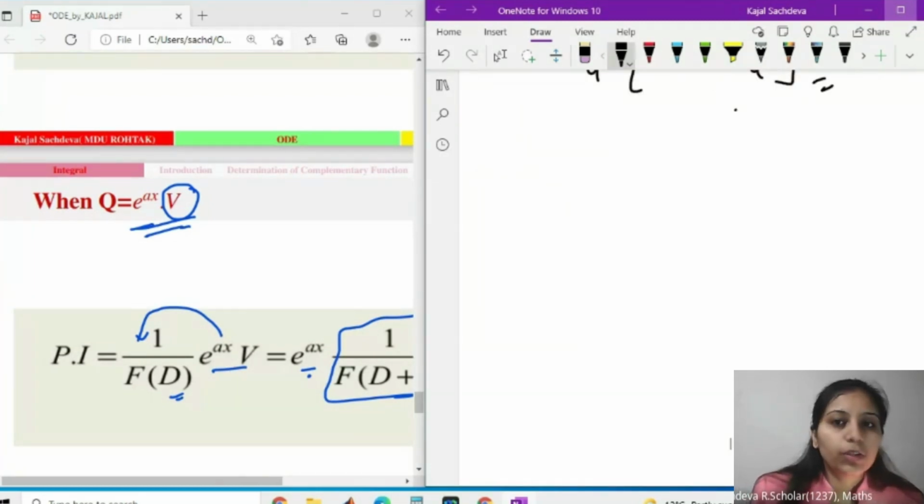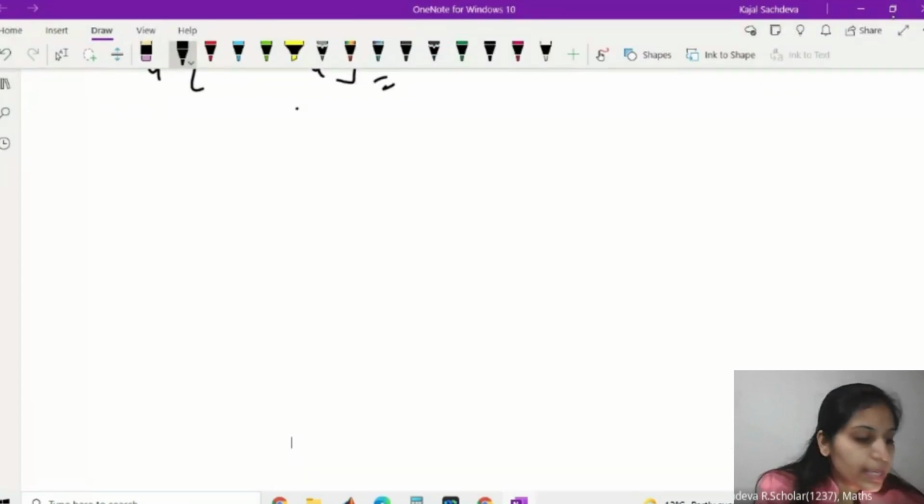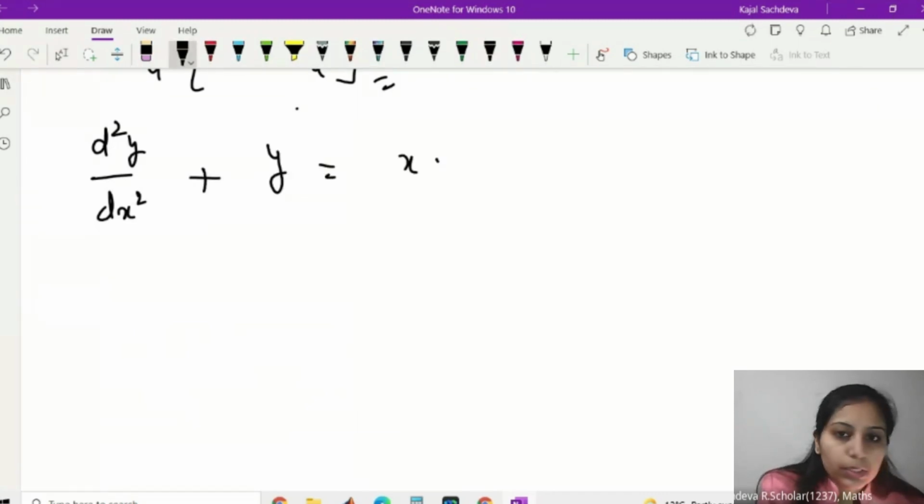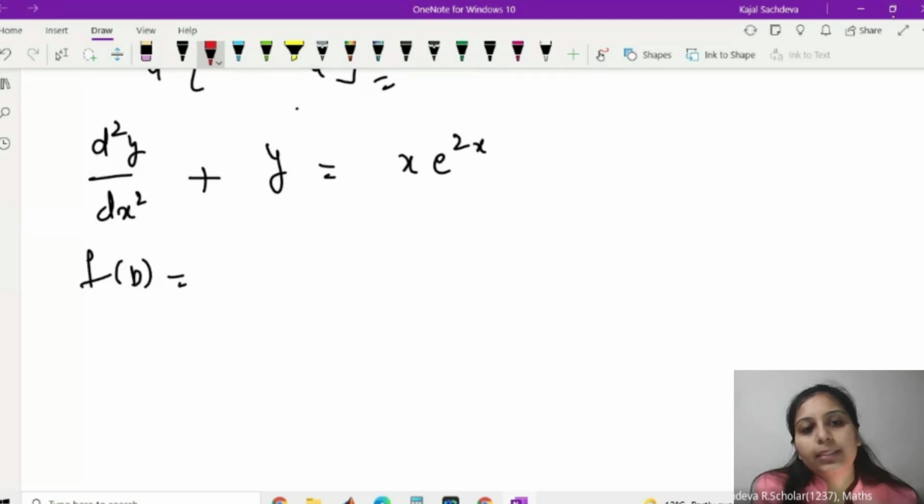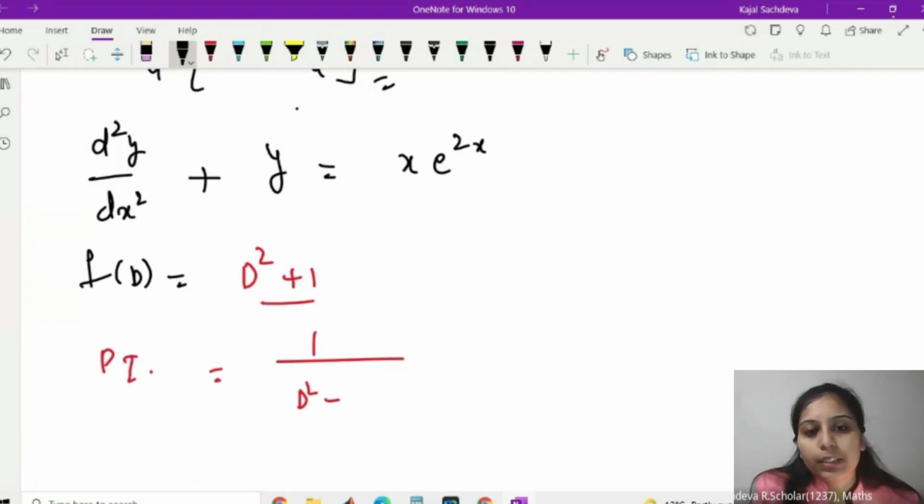We have a question based on this example. The question says d²y/dx² + y = x e^(2x). This is the question, and first we will write the symbolic form as (D² + 1). Now the particular integral is given by 1/f(D), that is 1/(D² + 1) into x e^(2x).